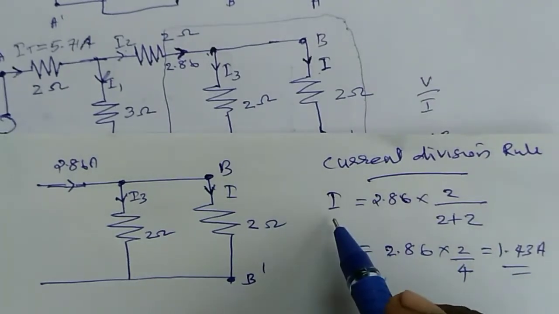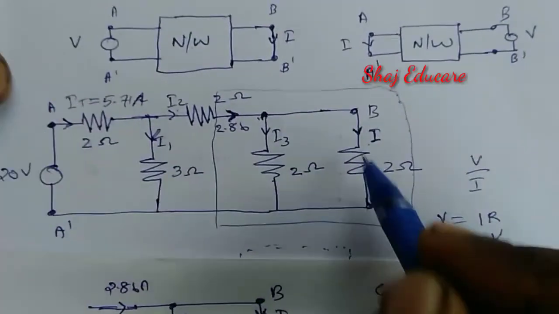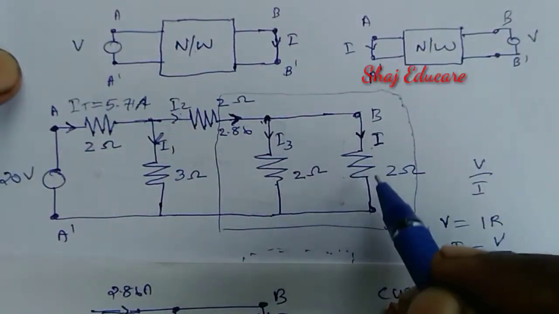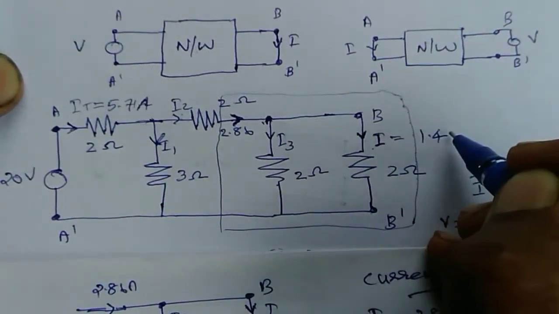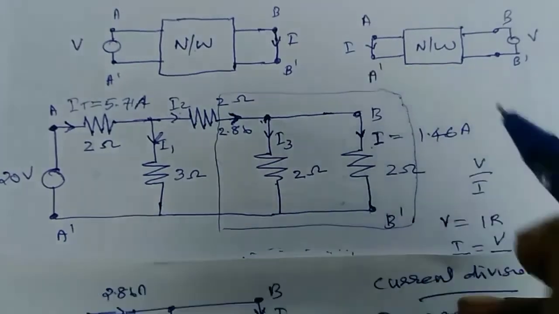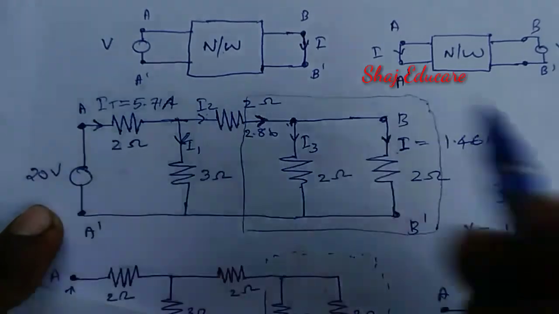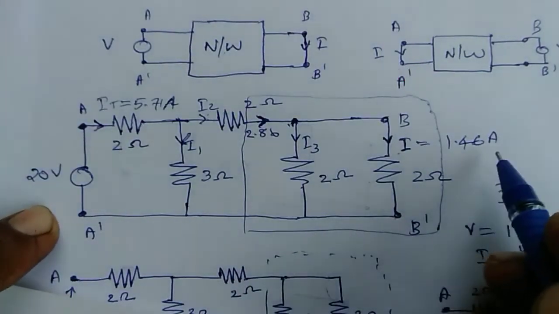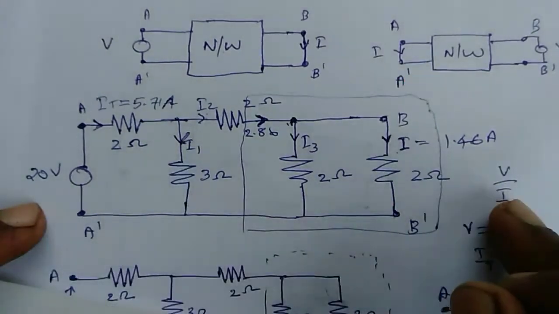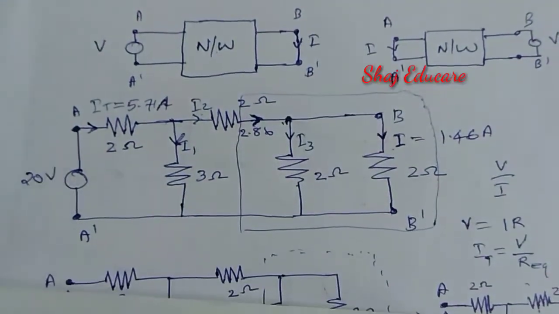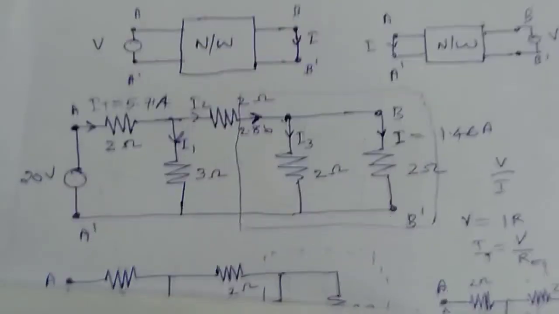ampere. So the output current is the current flowing through the outer branch BB dash, and the result we are getting is 1.43 ampere. Now we have the input 20 volt voltage source, and output current I. Now let's take the ratio between V and I. That is the statement of our reciprocity theorem. So let us take the ratio.